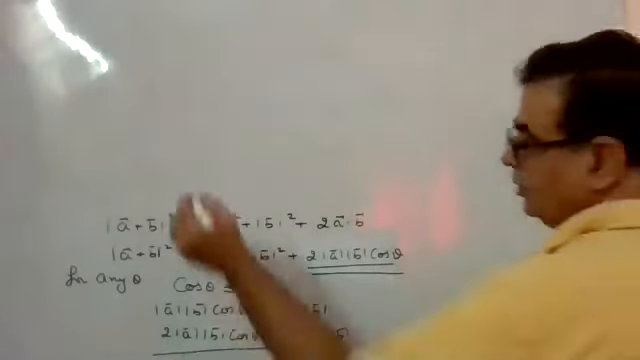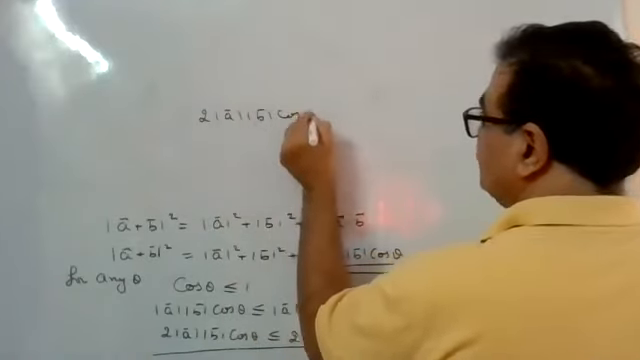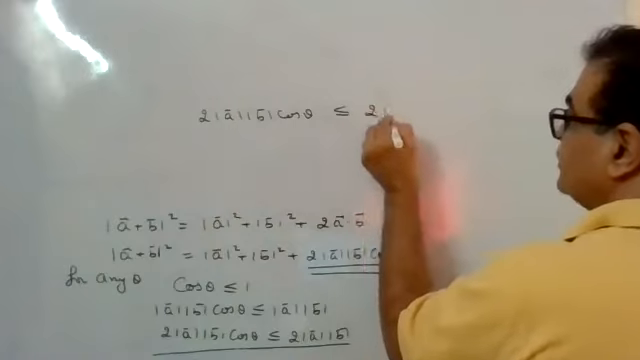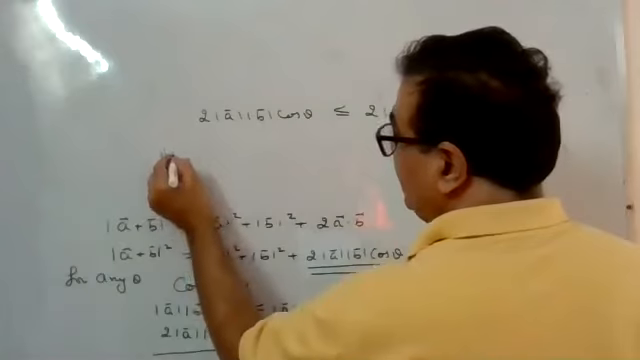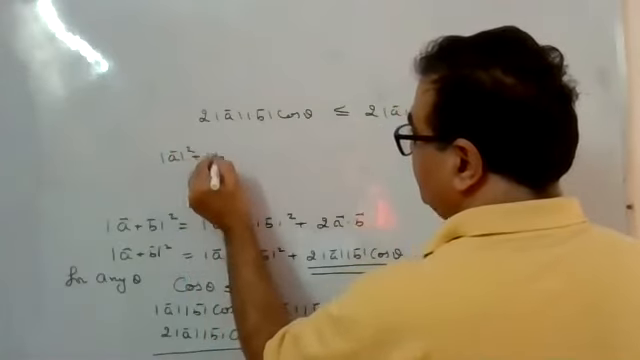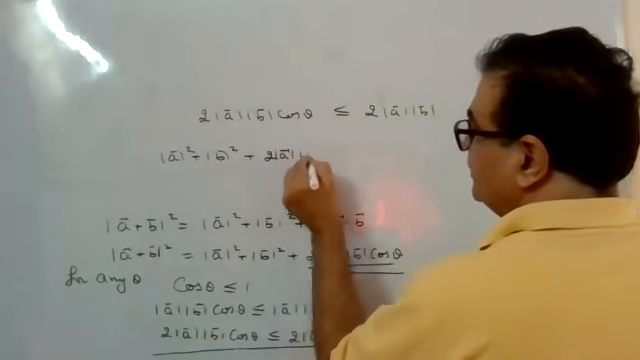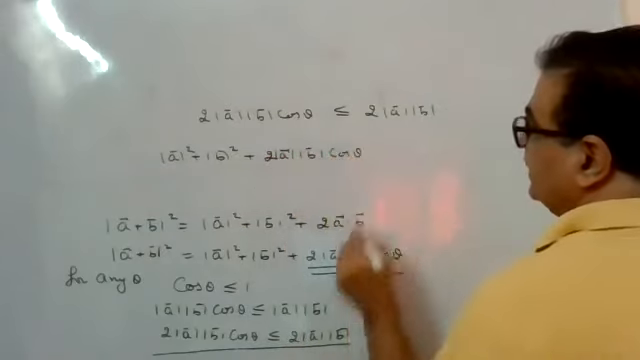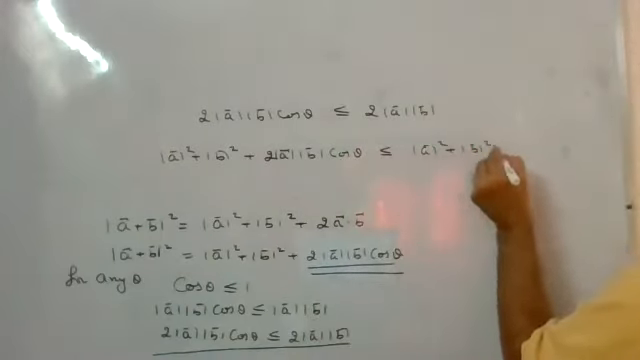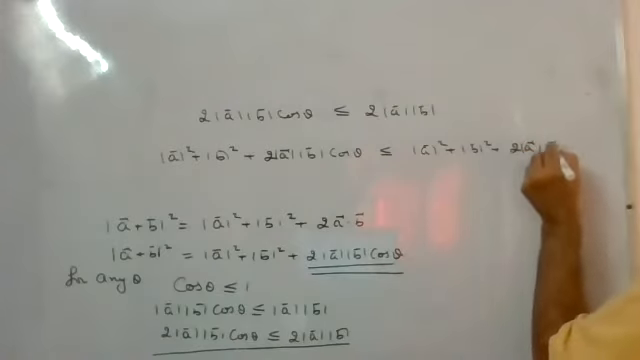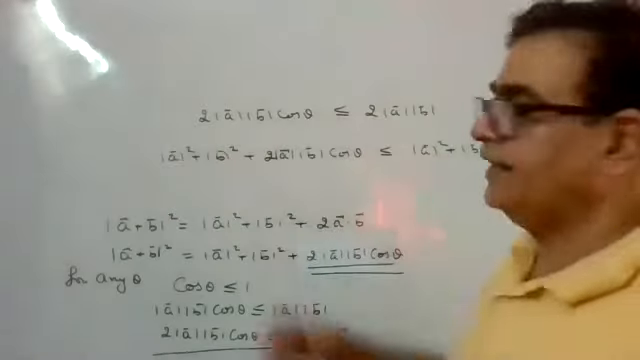Is this clear? We got this condition: twice magnitude A magnitude B cos theta is always less than or equal to twice magnitude A magnitude B. Now I do one thing: magnitude of A square plus magnitude B square plus twice magnitude A magnitude B cos theta is always less than or equal to magnitude A square plus magnitude B square plus twice magnitude A magnitude B. Nothing wrong in it. You have added a positive number to both sides.